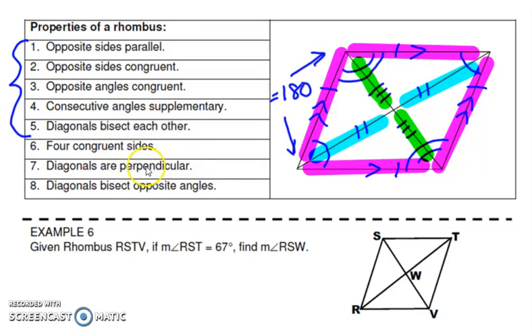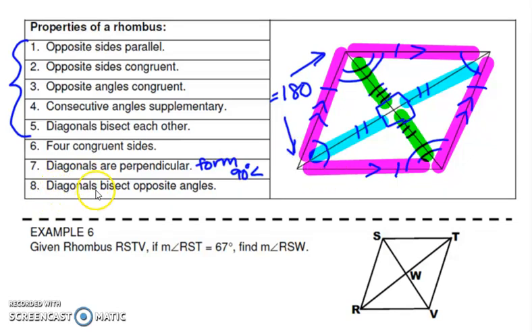So another thing is that the diagonals are perpendicular. Remember, that means they form a right angle. So perpendicular, we form a 90-degree angle. So I have a 90-degree angle here where they intersect. I actually have a 90-degree angle on all 4 of these angles where the diagonals intersect each other.